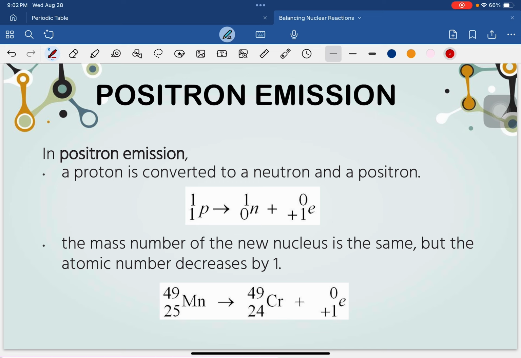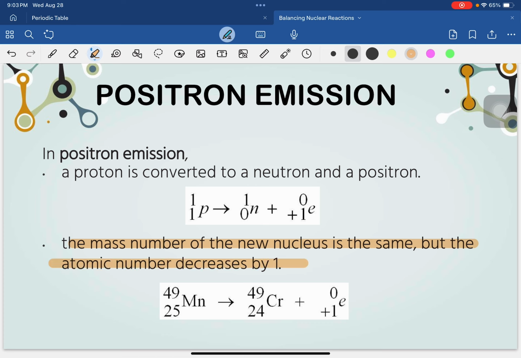And then, for example, we're doing a positron emission. Well, positron is actually the inverse of our beta decay. No changes in the mass number, but it's a positive one on the atomic number. So a proton is converted to a neutron and a positron. The mass number of the new nucleus is the same, but the atomic number decreases by 1. So there you go. So this will be the final equation.